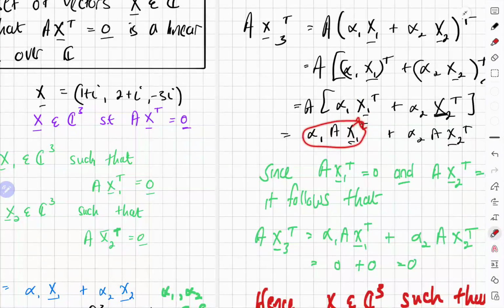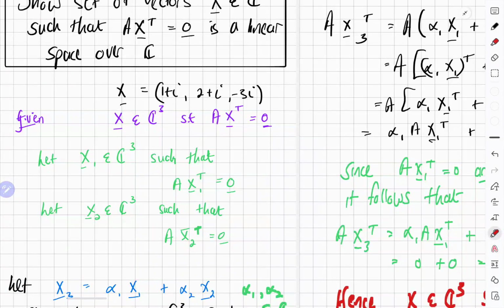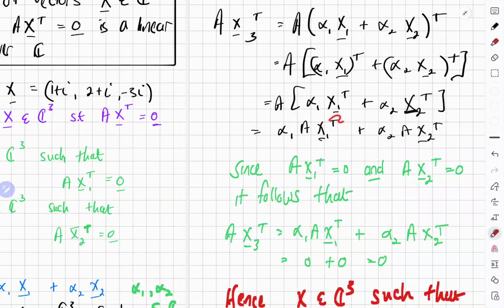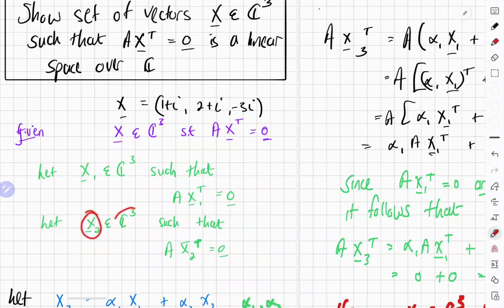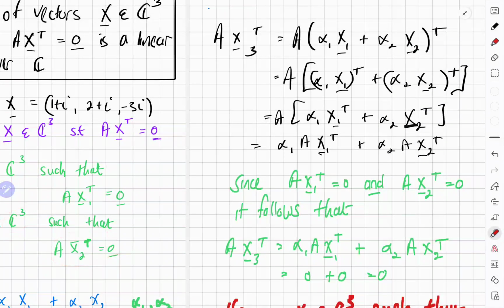So here I have this term, then the same here. I'm going to distribute the A in. I can take the scalar outside. I have A x2 transpose. But what did we say here? We did choose a vector x in C3 such that it has this property. Hence, I know that this product is 0. The same, I've chosen an x3 in C3 with this property. Hence, I know that this product is 0.